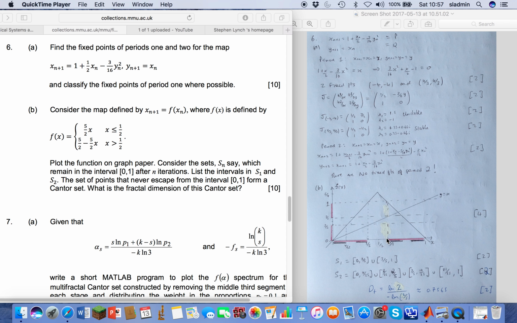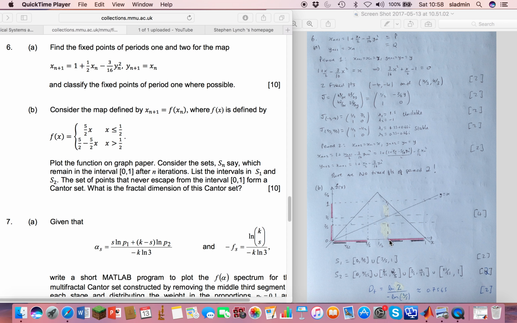Points outside of the red bars, so for example in here, if we start at this point here, we go up to the curve, across the diagonal, and then this point is outside 0, 1. So all points in here are unbounded after one iterate. So the points that remained bounded are in here, and in here. And to find this point, we just want to know when does 5/2 x equal 1. It's when x is 2/5.